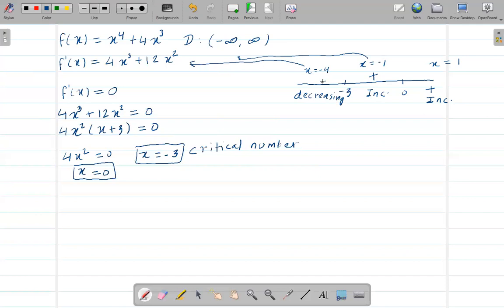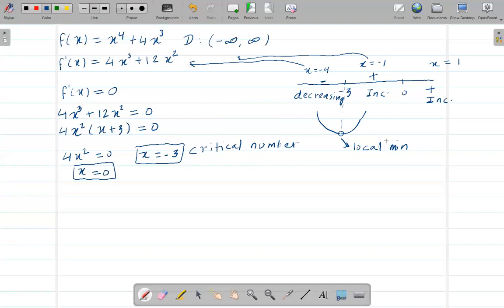Here this is negative, so we said this is decreasing. Decreasing means it will be something like this. And after this point, it is increasing, right? So that means at this point we have a local minimum, but we need to find the exact point. You need to write the exact local minimum point.